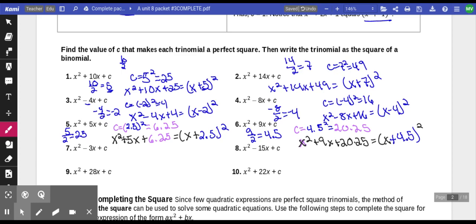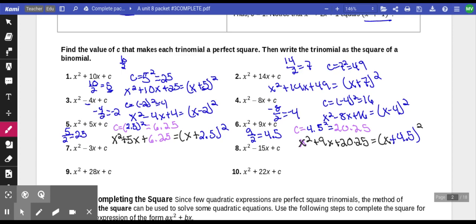Number 4, I take my b, which is negative 8, divided by 2 gives me negative 4. C is negative 4 squared, which, remember, negative times a negative is a positive, so c is 16. That gives me x squared minus 8x plus 16. That factored is x minus 4 squared.